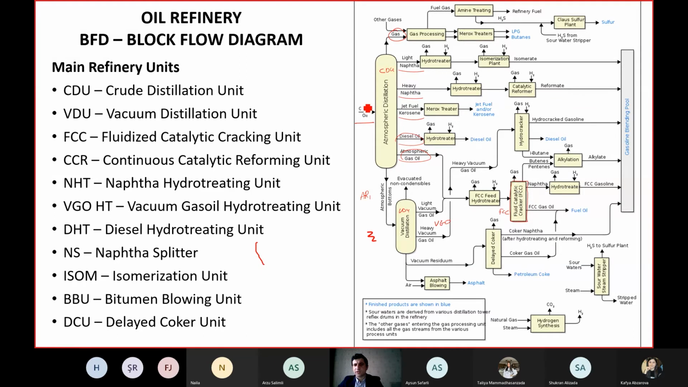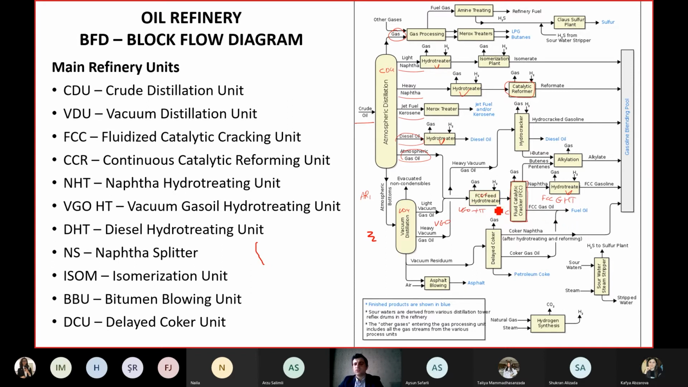Today we will talk about the catalytic reformer, where the heavy naphtha is converted to reformate. And today we will also talk about the hydrotreating processes in general, which can be the naphtha hydrotreater, the diesel hydrotreater, or the VGO HDT. So VGO is the feed, that's why it's called the VGO hydrotreater. We also have a hydrotreater here, which is called the FCC gasoline hydrotreater, GHT.